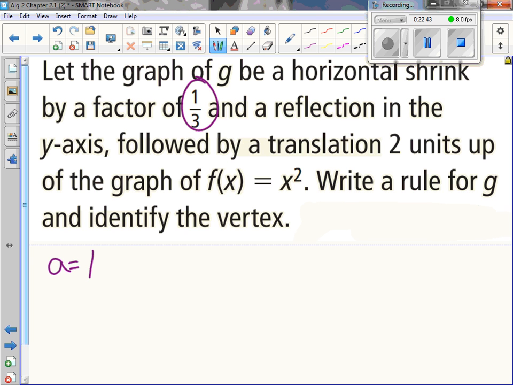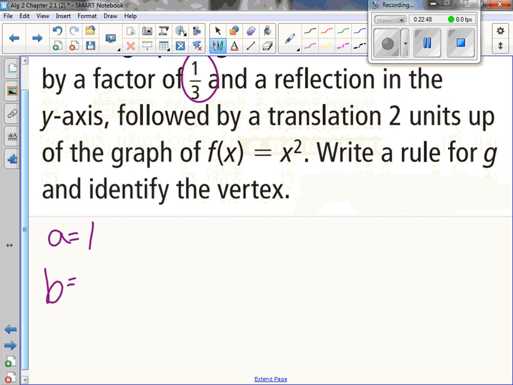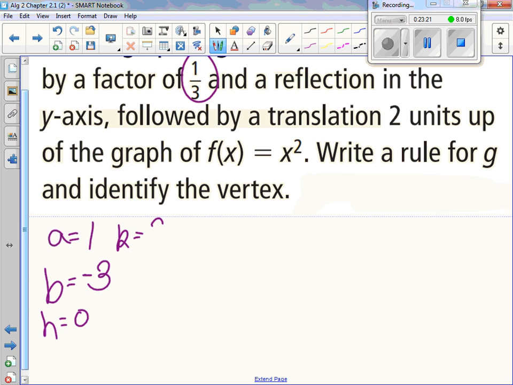Now, since we talked about this horizontal shrink of 1/3, when we plug it into the function, I'm going to call it B, it plugs in as 3. Because again, when we plug it in, it's a flip. It flips from 1/3 to 3. And because there's also a reflection in the y-axis, it is negative. I'd pay attention to this problem. So that takes care of the first half, followed by a translation 2 units up. So our value of H is 0, but our value of K is 2.